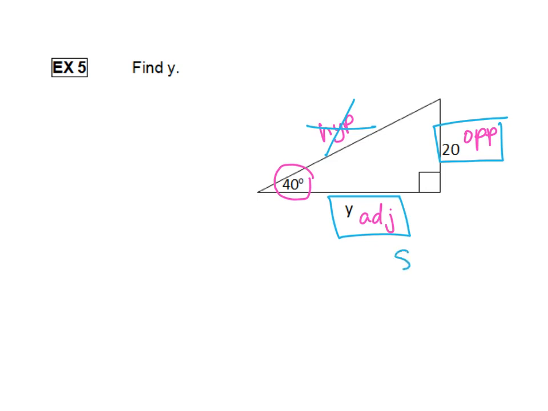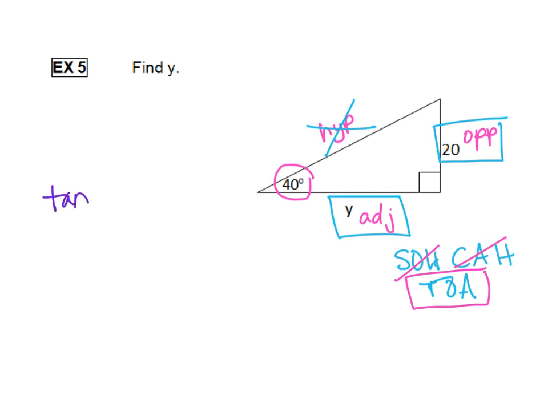So go through in your head again. We know we're going to use SOHCAHTOA. One of these uses the opposite and the adjacent side. So it's not going to be sine, that uses the hypotenuse. Cosine uses the hypotenuse, but tangent uses the opposite and the adjacent sides. So when we set this up, we're going to say tangent of our angle 40 degrees, so tangent of 40 is equal to the opposite side, which is 20, over the adjacent side, which is y.